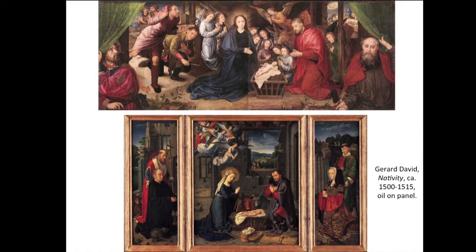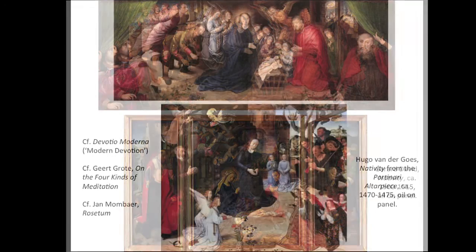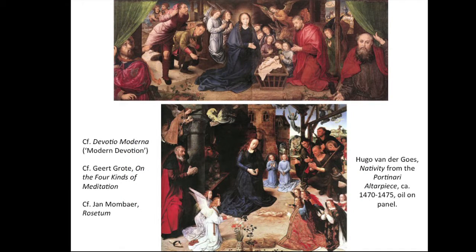a younger contemporary of Hugo van der Goes named Gerard David. And this nativity is shown with two donor portraits. So they paid to have this triptych, this three-part picture painted. Very typical nativity scene. You can immediately see that something different is going on in Hugo van der Goes's painting.